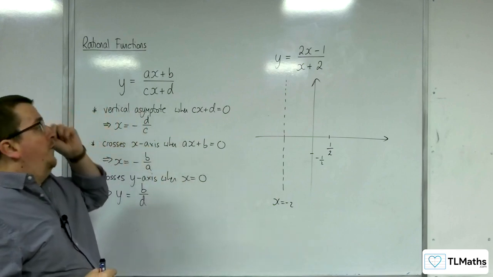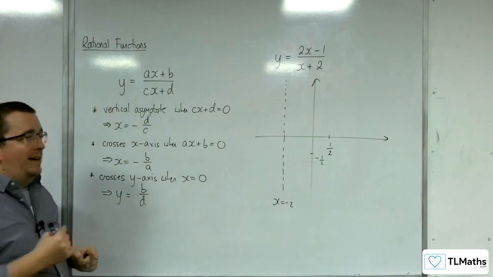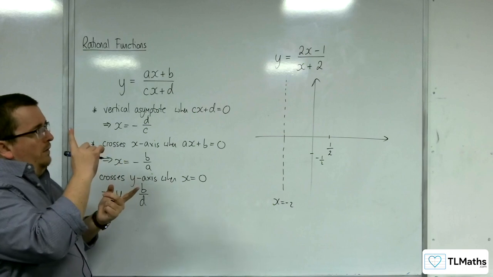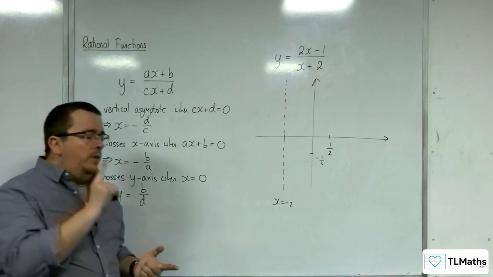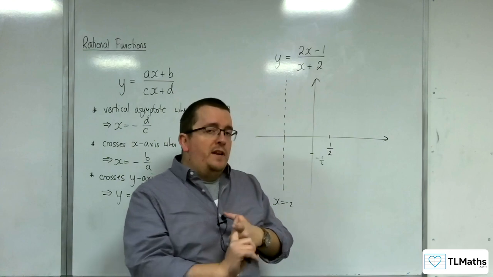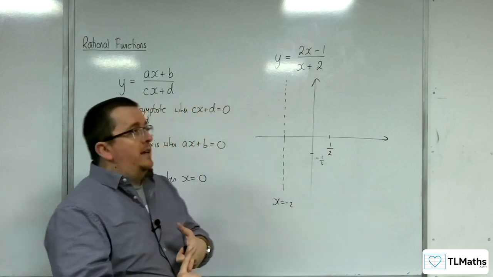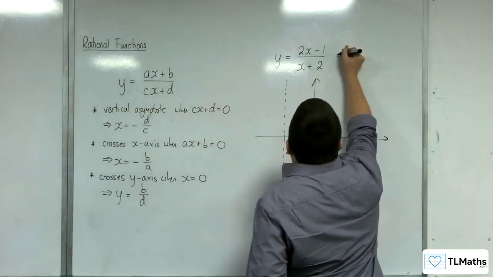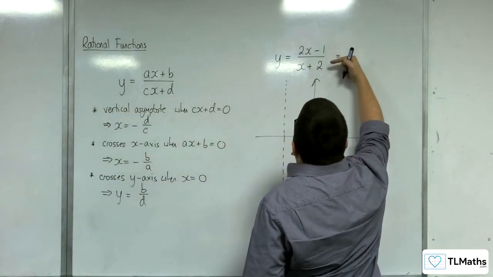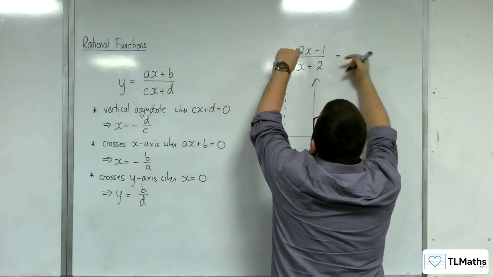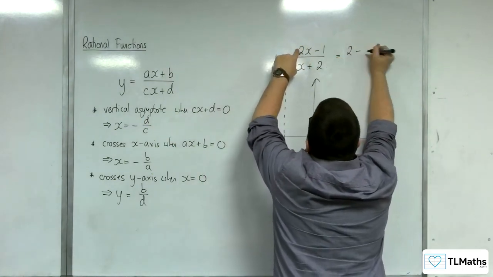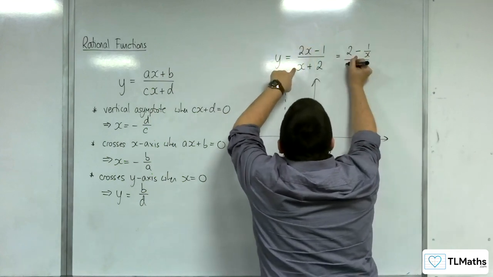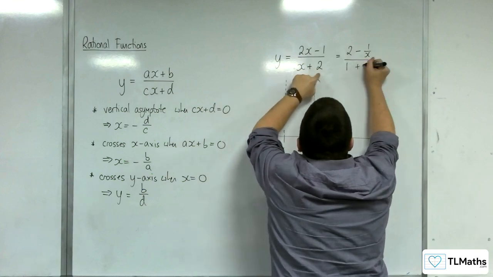Okay, so a graph like this, of this form, has a horizontal asymptote. Now, you can work that out by using a neat little trick of dividing top and bottom of your fraction by x. So what you're going to do is divide top and bottom by x. So divide each term by x. 2x divided by x is 2. 1 over x, so we've got 2 take away 1 over x in the numerator. x divided by x is 1 plus 2 over x.